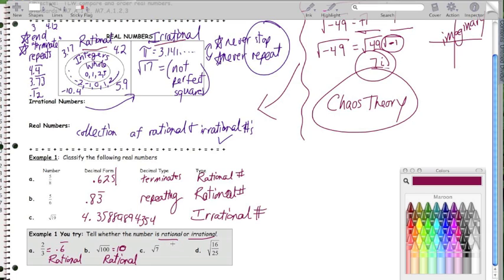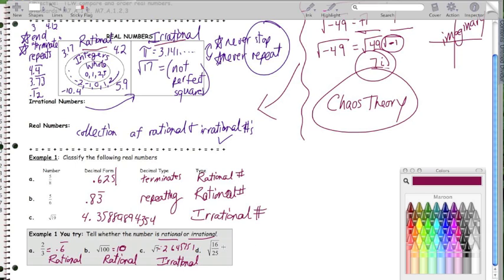Square root of 7, it's not a perfect square, so whenever I go to take the square root of it, square root of 7 is equal to 2.64575131109, which is the same as irrational.